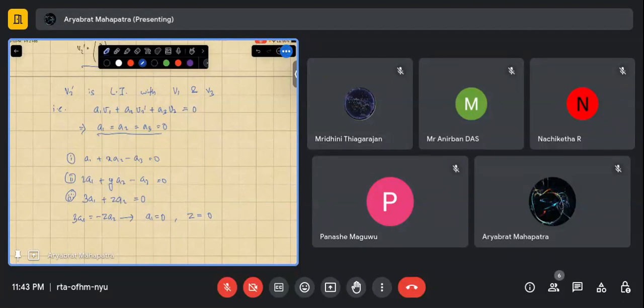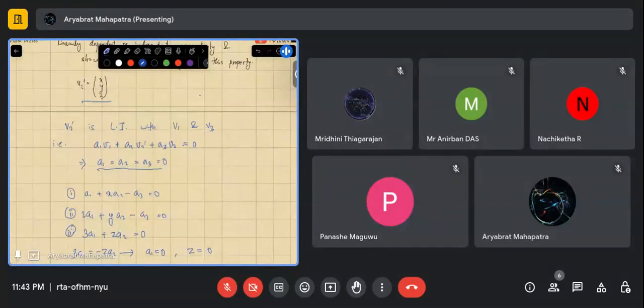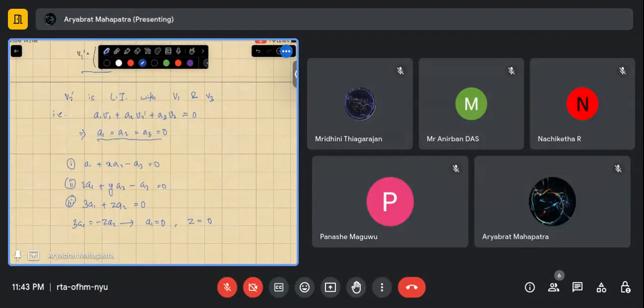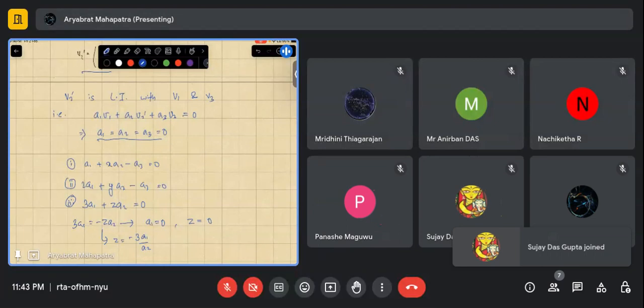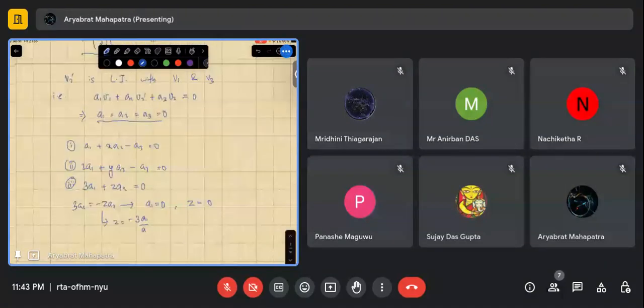We are constructing a vector v2 prime whose elements are x, y, z. So if I have to calculate g, that would be minus 3a1 over a2. If I had set a2 to be 0, then this would not be defined; the whole thing would be infinity, which is not what we are looking for. So we have taken x, y, z to be some finite elements.